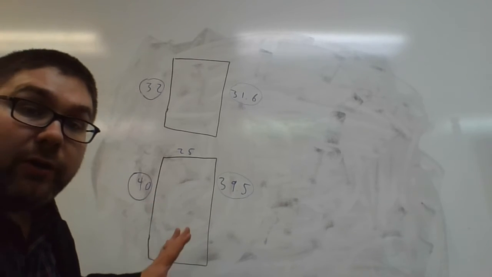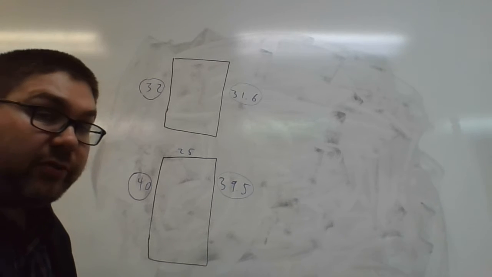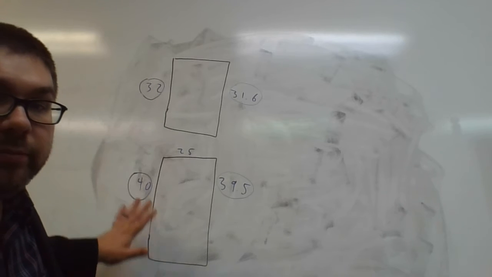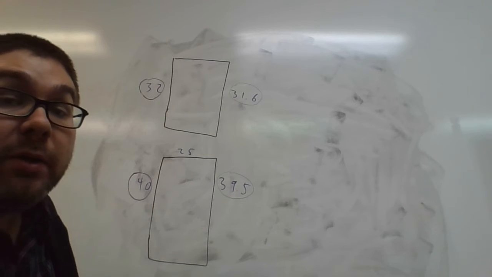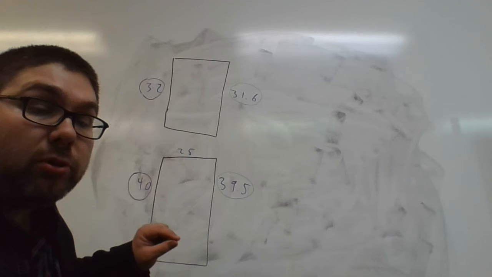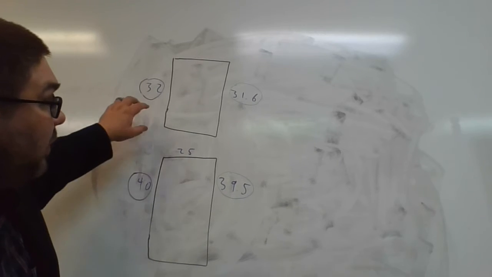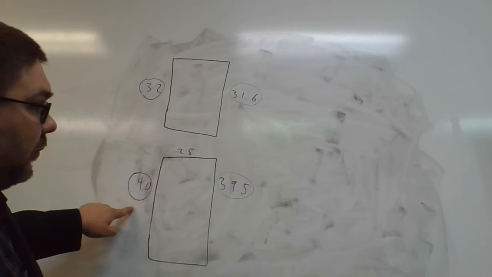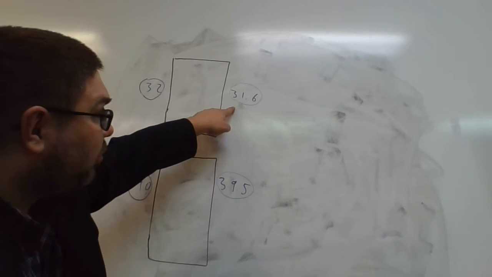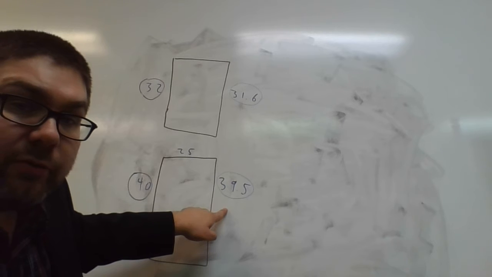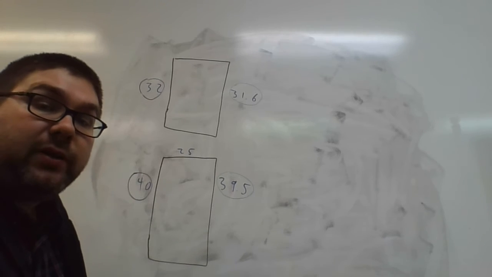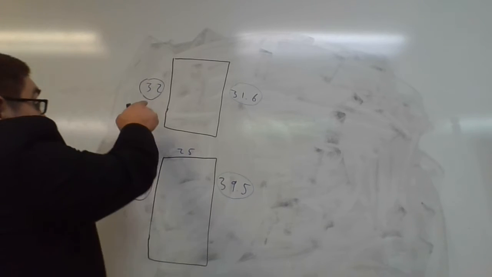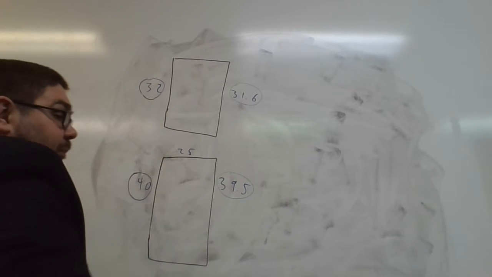We only need to know one of the two corresponding sides, one from each one. I said that wrong. We need to know corresponding sides from each quadrilateral. Now, I can either use 32 and 40, or I can use 31.6 and 39.5. I'm going to use the one that does not have decimals just to make it easier. So I'm going to use 32 and 40.